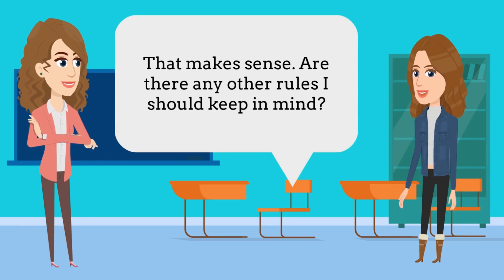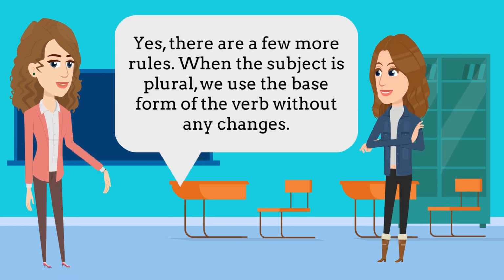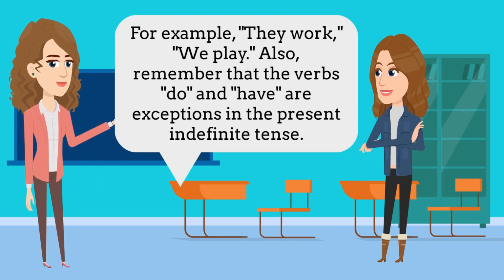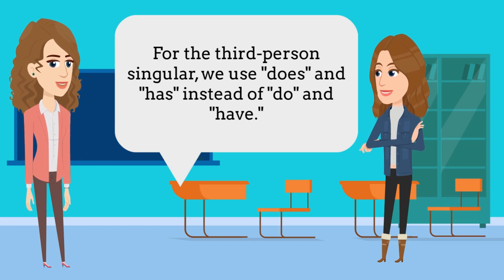Are there any other rules I should keep in mind? Yes, there are a few more rules. When the subject is plural, we use the base form of the verb without any changes. For example, they work. We play. Also, remember that the verbs do and have are exceptions in the present indefinite tense. For the third person singular, we use does and has instead of do and have.